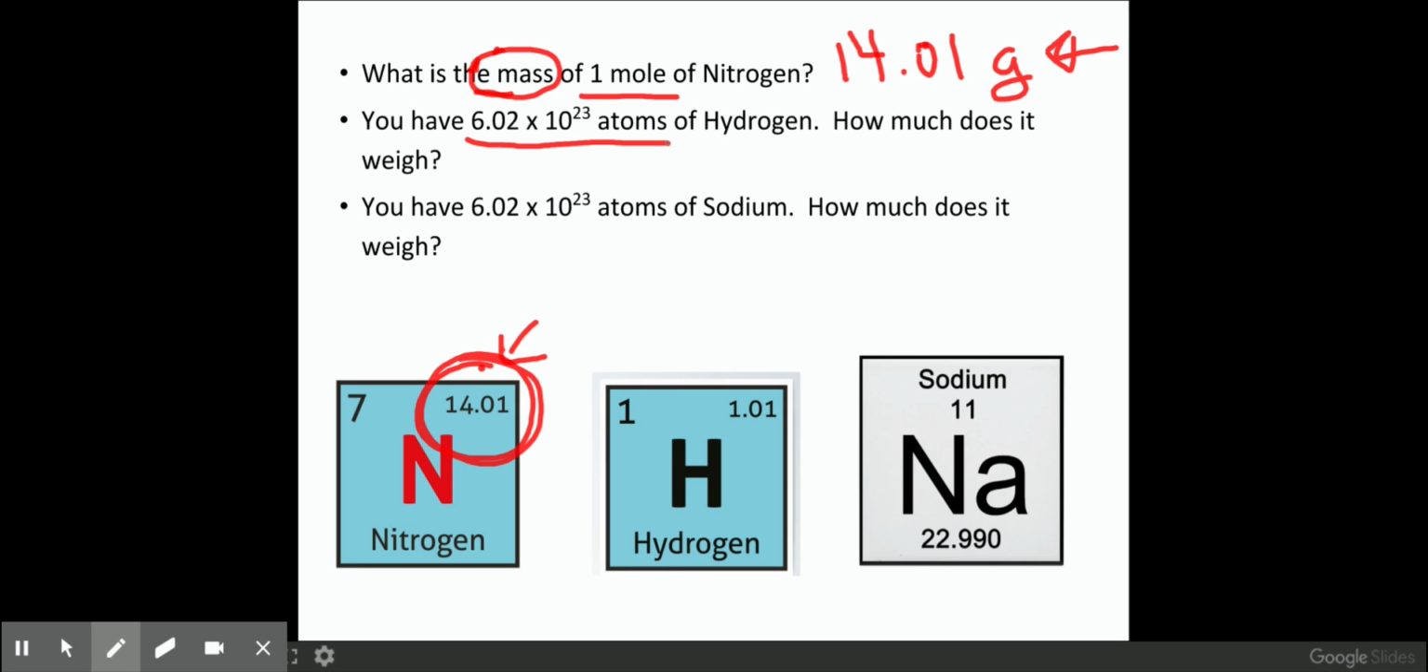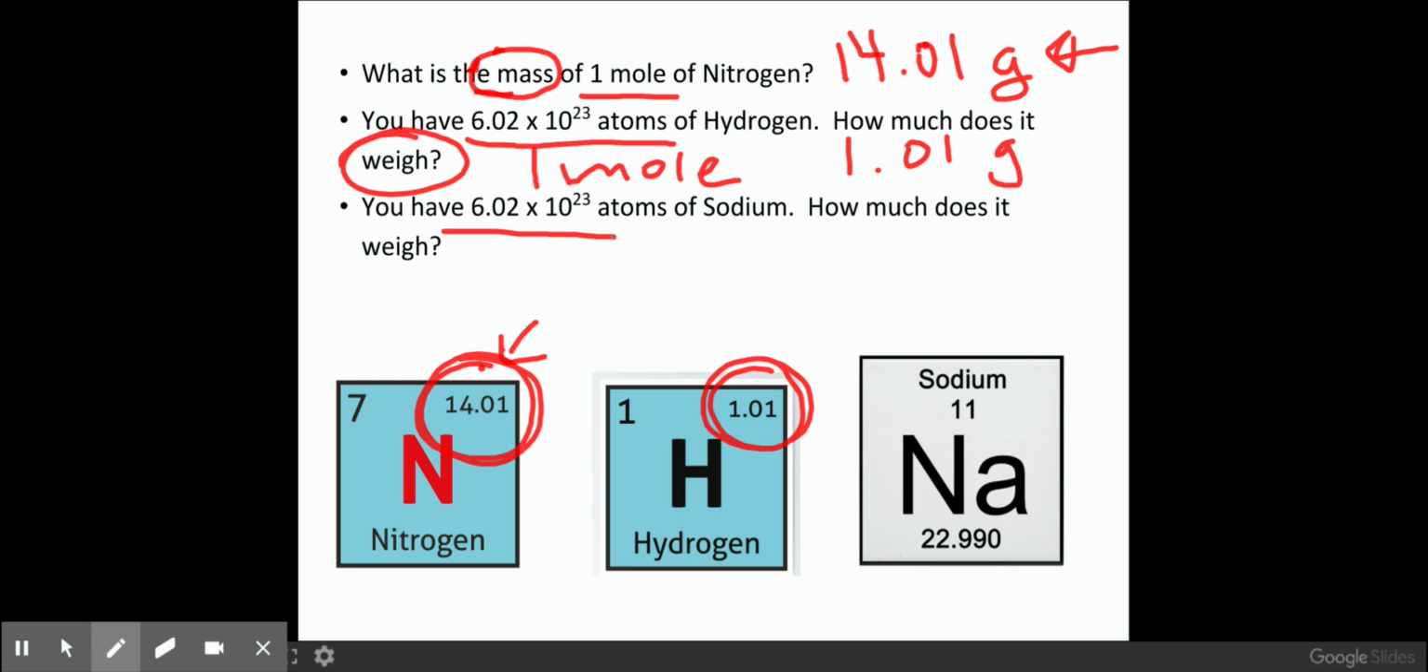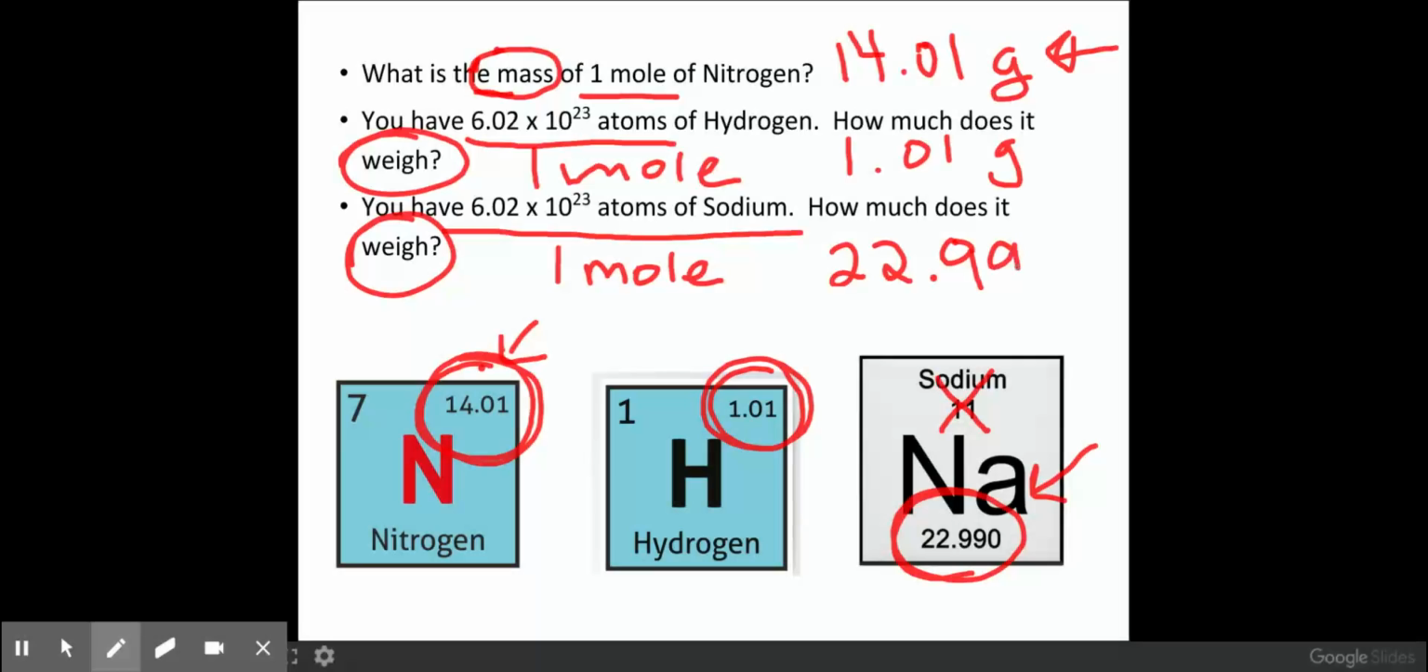Next question says I have 6.02 times 10 to the 23 atoms. That represents 1 mole, and it's asking me how much does it weigh. When it asks me how much does it weigh, I check my periodic table and I look at the atomic mass, and that's my answer. Next question, same idea. Look, it's giving you 6.02 times 10 to the 23 atoms, which I know represents 1 mole of something. So I'm going to check the periodic table to see how much it weighs. Always look at the atomic mass, not the atomic number, because that's going to tell me how many grams. So my answer is 22.99 grams for 1 mole of sodium.